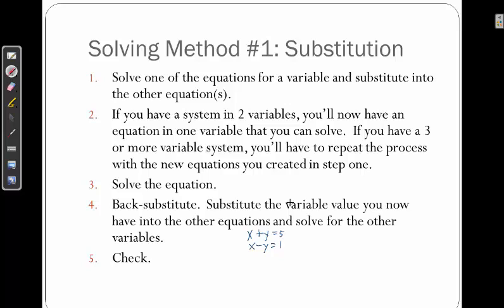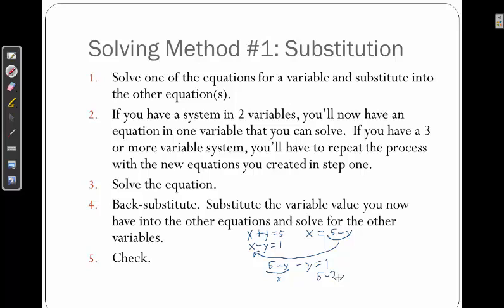You solve one of the equations for a variable, and you substitute into the other. Doesn't matter which equation, so I will solve the first one for x. x equal 5 minus y. Then you take that, and you substitute into the other equation. x equal 5 minus y, so 5 minus y minus y equals 1. I just replaced x with 5 minus y, and now I got an equation in one variable that I can solve.